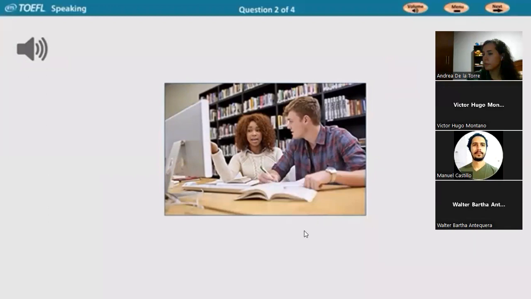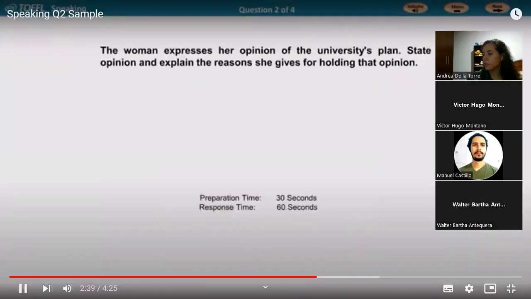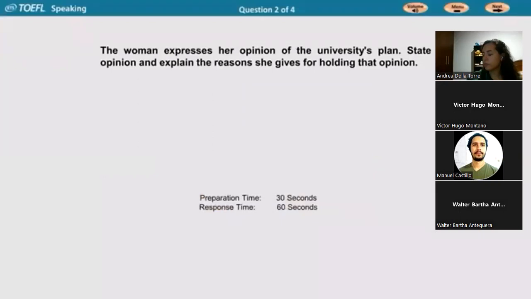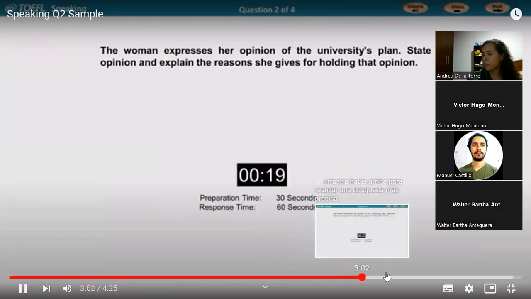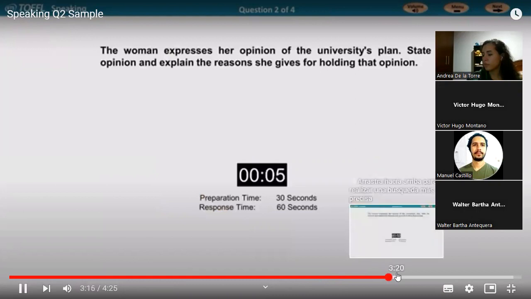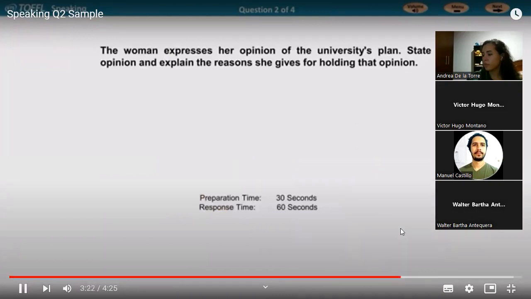The woman expresses her opinion of the university's plan. State her opinion and explain the reasons she gives for holding that opinion. Begin to prepare your response after the beep. Begin speaking after the beep.